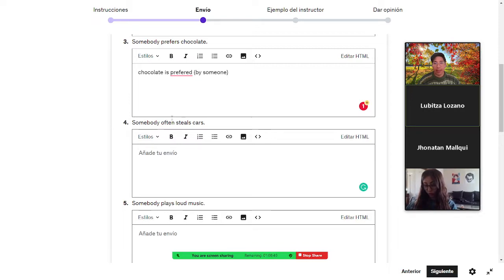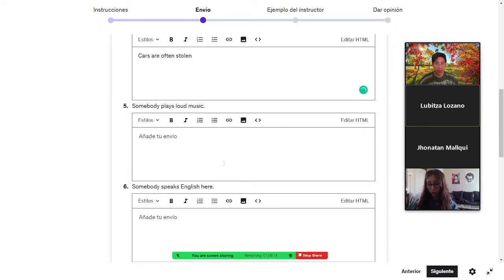So, somebody often steals cars. Cars are stolen... no, cars are often stolen. Cars are often stolen. Okay.